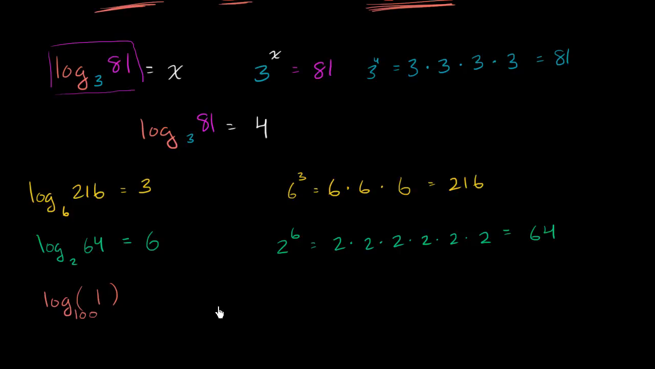So let me write this down as an equation. If I set this to be equal to x, this is literally saying 100 to what power is equal to 1? Well, anything to the 0th power is equal to 1. So in this case, x is equal to 0. So log base 100 of 1 is going to be equal to 0. Log base anything of 1 is going to be equal to 0, because anything to the 0th power, and we're not talking about 0 here, anything that's not 0 to the 0th power is going to be equal to 1.